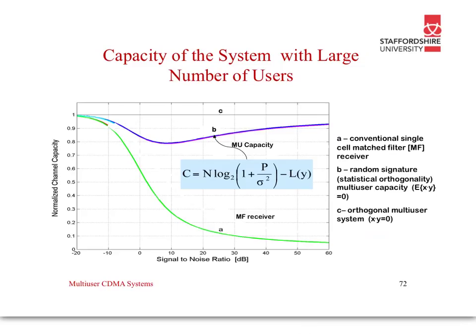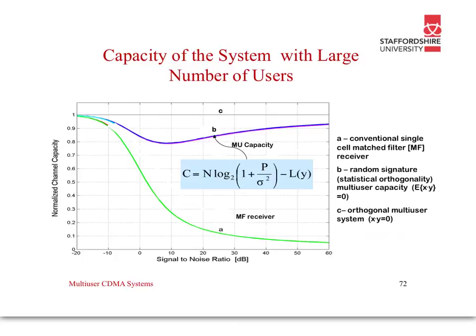So the capacity of a system with a large number of users is shown in this diagram here. It's showing the normalized channel capacity dependent on the amount of interference. In a conventional single cell matched filter receiver, as the signal to noise ratio increases, the normalized channel capacity is reduced, as shown by this green line.